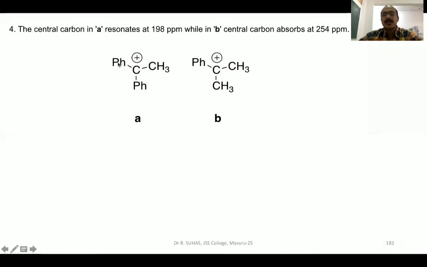Because of the resonance, this carbocation will be less deshielded, or more shielded. As a result, it appears at 198 ppm, whereas in this B carbocation you have only 1 phenyl, so it is less resonance stabilized. As a result, this carbocation absorbs at a very high deshielded value of 254 ppm. So the answer here essentially is resonance stabilization. This carbocation is more resonance stabilized, whereas this carbocation is less resonance stabilized.